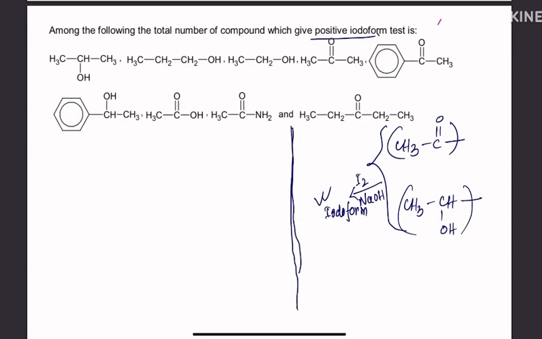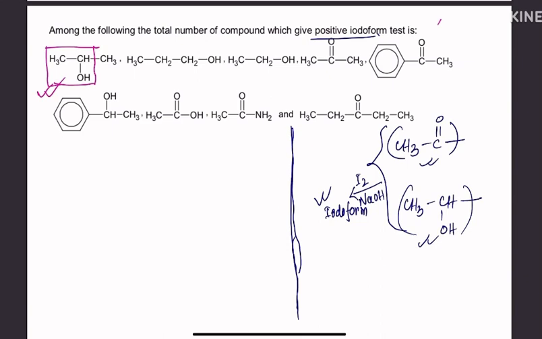So this is the iodoform. If I see these systems, it will give an iodoform test. Let's see one by one. The first compound, this is the secondary alcohol. So with this system there, that means it will give an iodoform test. Is there a CH3CHOH system? No, it will not give an iodoform test.